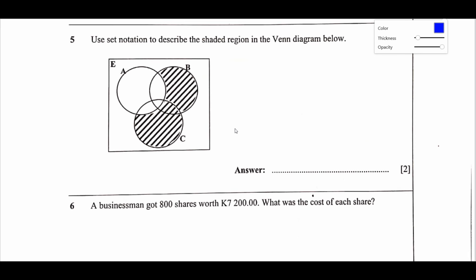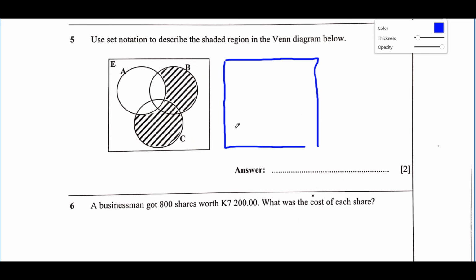Right, so we move on to question number 5. Use set notation to describe the shaded region in the Venn diagram below. Right, so what I'm going to do is first draw another Venn diagram. In this Venn diagram, you want to use numbers because sometimes it makes sense when you have a visual presentation. So let's put numbers like 1, 2, 3, 4, 5, 6, 7.